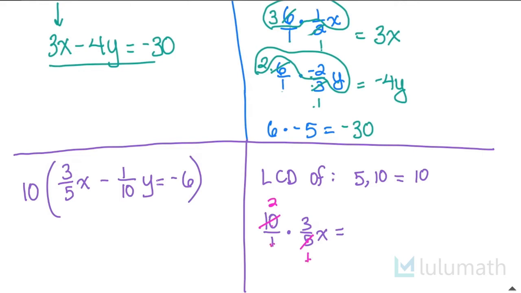So these end up being 1 in our denominator. We don't really need that written out anymore. So this just turns into 2 times 3 times x. Well, 2 times 3 is 6, and then 6 times x is 6x. So now we have 6x right here.